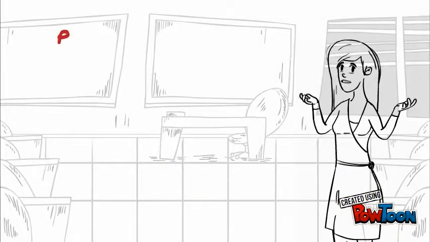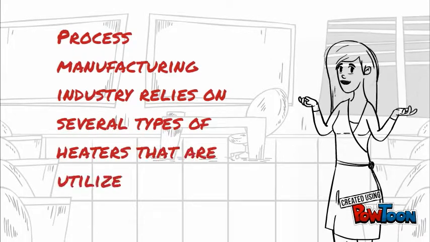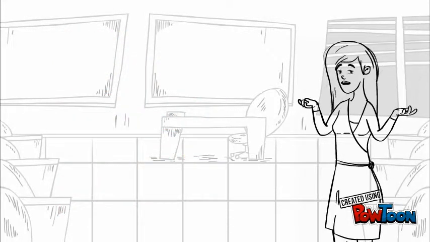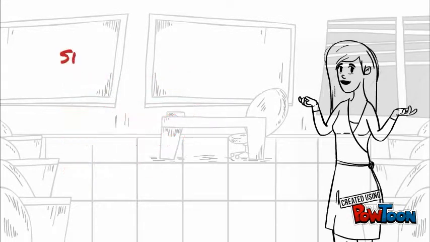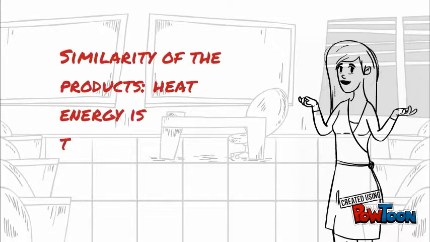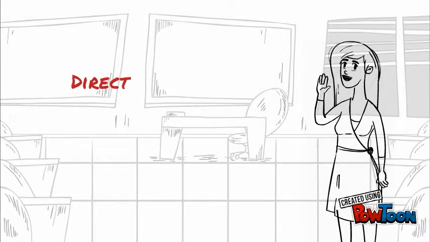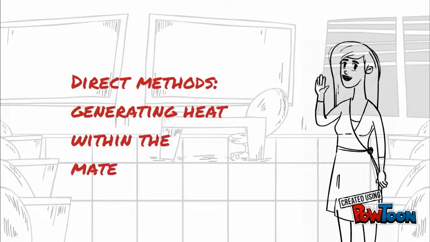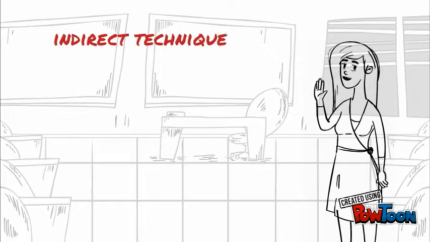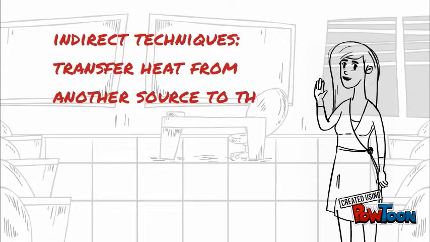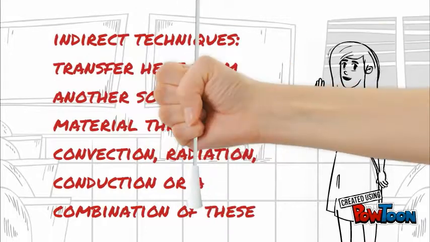Nowadays, many process manufacturing industries rely on several types of heaters that are utilized for various purposes. But of course, for different products, you will have different components and principles. But they do have similarities, whereas the heat energy is transferred to the material that has to be treated. We have two different methods, which are the direct method, where heat is generated within the material itself, and the indirect method, in which heat is transferred from another source to the material through convection, radiation, conduction, or a combination of both.